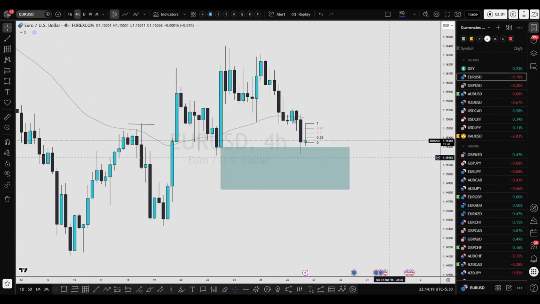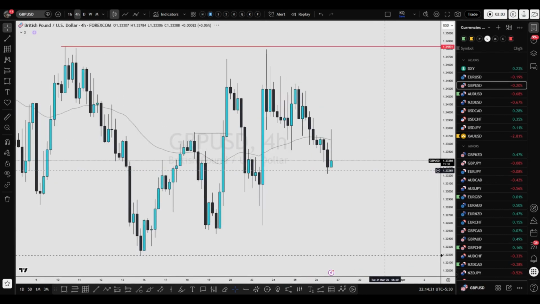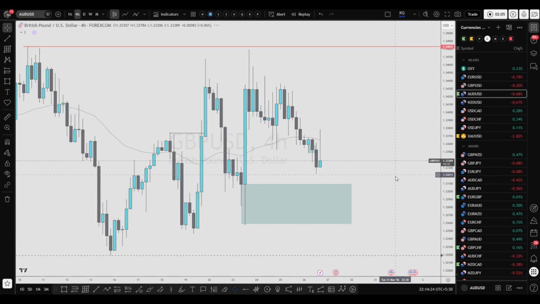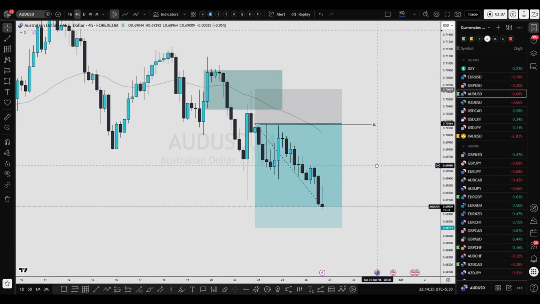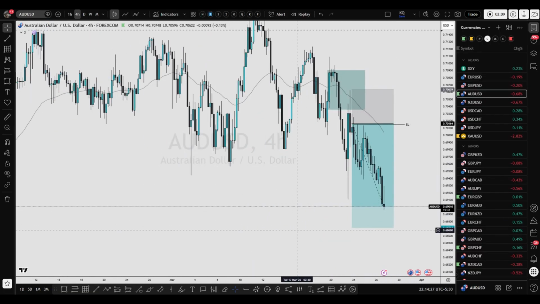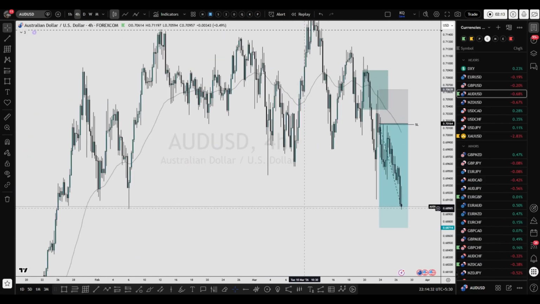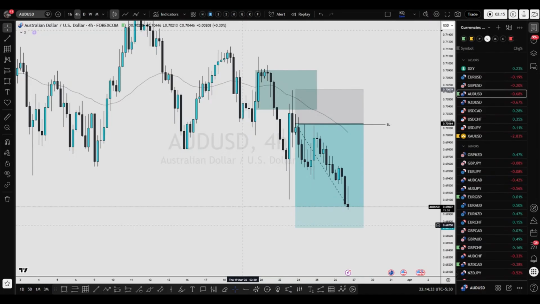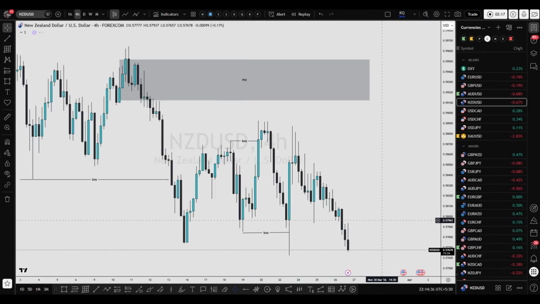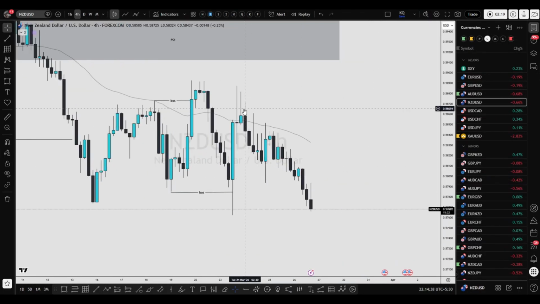There is nothing in Dixie. Euro is dropping downside. GBP USD, same story. AUD USD, it's floating in a good profit. I have my stops at break even. We're already clearing this low. I have my take profit around this level. Let's see how it unfolds. NZD USD, pretty much same story.